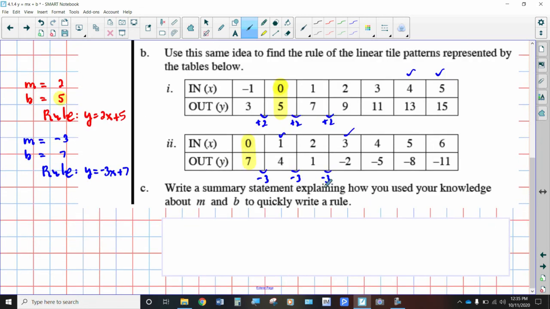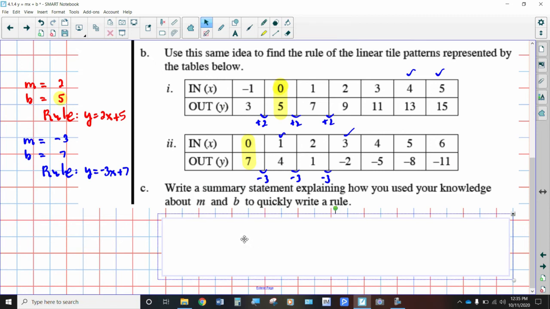So write a summary statement explaining how you used your knowledge about m and b to quickly write the rule. Go ahead and pause. Formulate your thoughts. It's really important for you to put your thoughts into words so that this can sink in at a deeper level. Okay? Go ahead and pause it and unpause when you're ready. I'm not going to bother pausing myself. I'm just going to give the reveal.